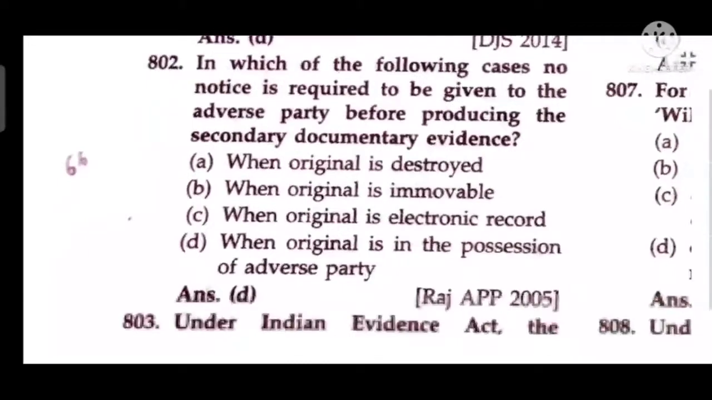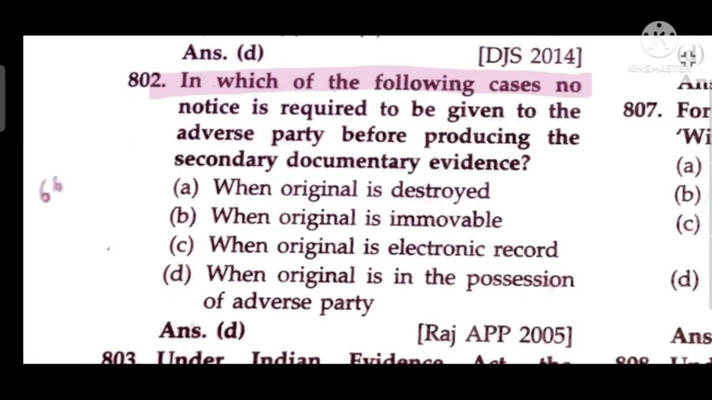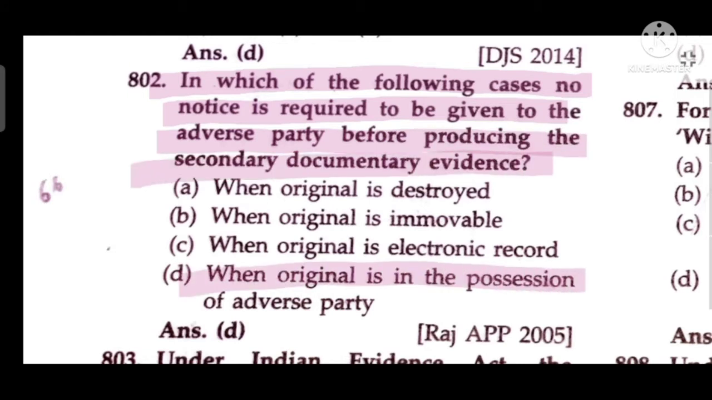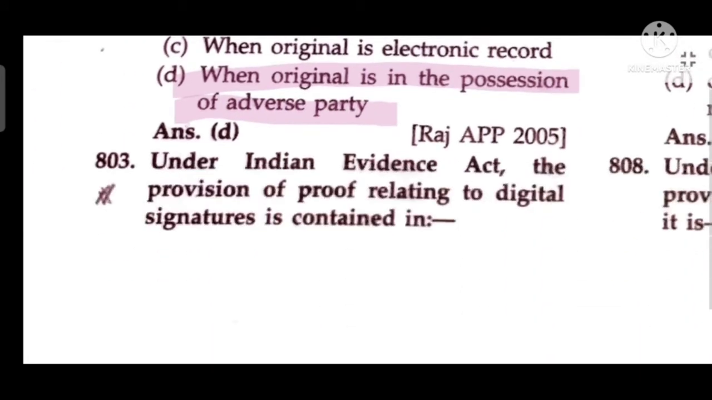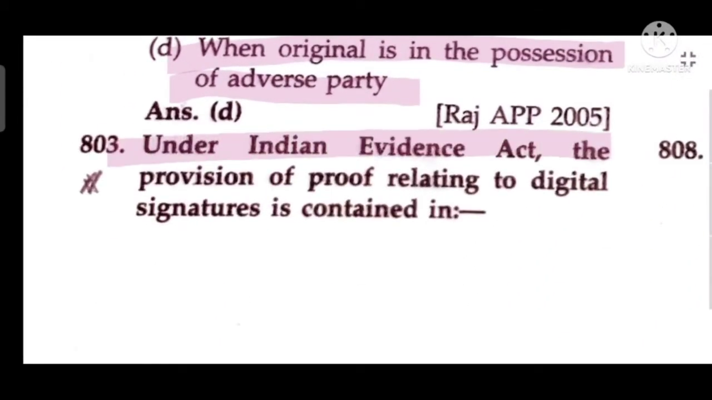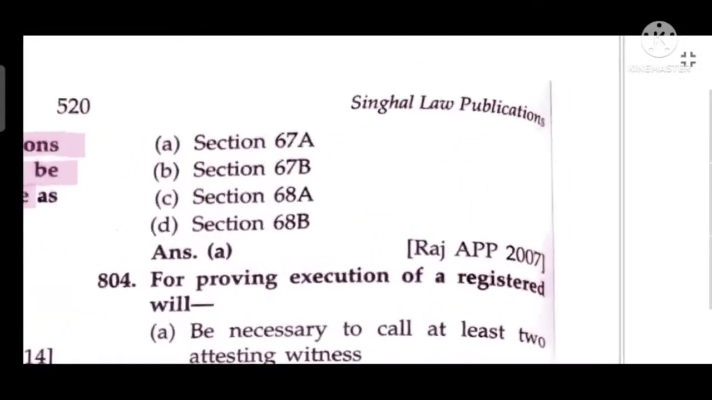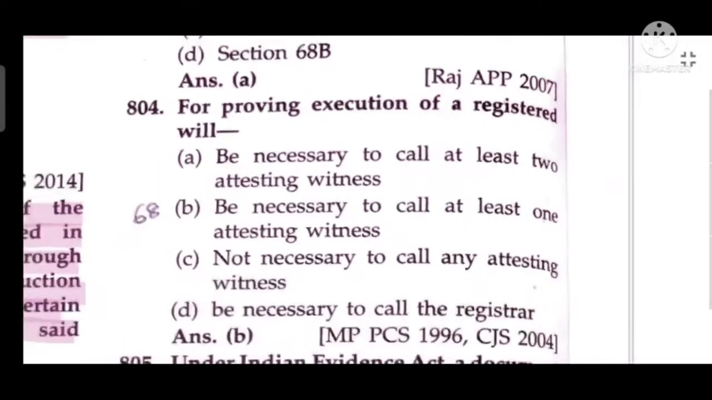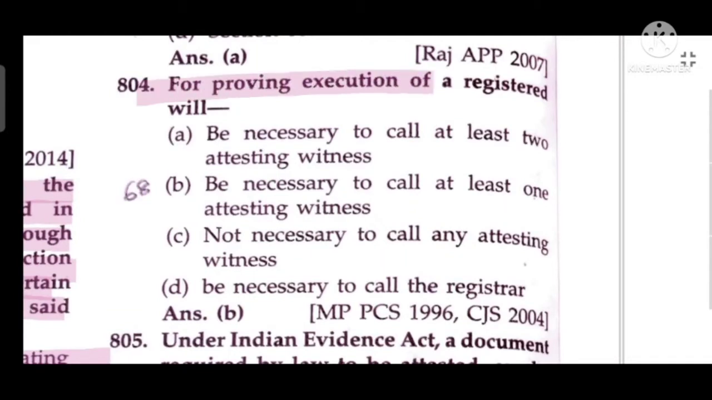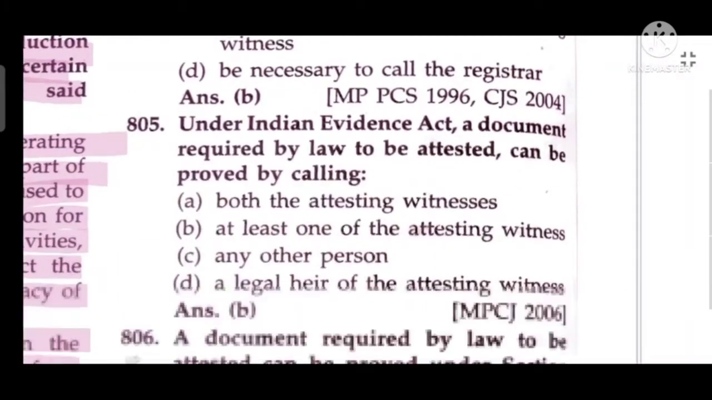The information contained in the electronic record is derived from information fed into the computer in the ordinary course of such activity. In which one of the following cases is notice required to be given to the adverse party before producing secondary document evidence? When the original is in the possession of the adverse party. Under the Indian Evidence Act, the provision relating to proof of digital signature is contained in Section 67A.